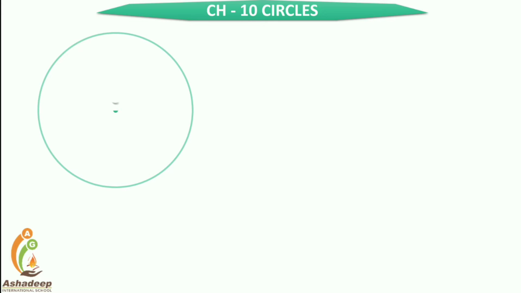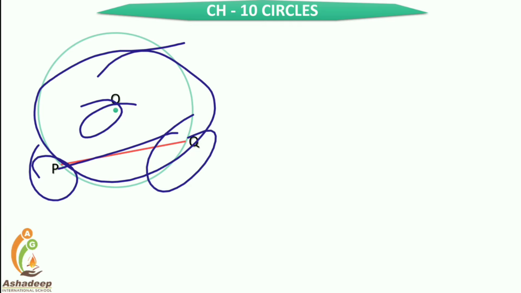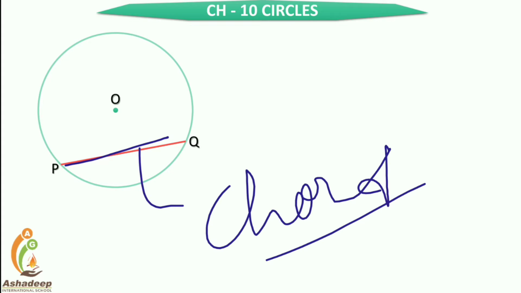Okay, then the circle, this is the center O. So now what is PQ called? See, it does not pass through the center. It is just a line which touches the circle at two different points. So this line is called the chord of the circle. What will we call it? Chord of the circle.